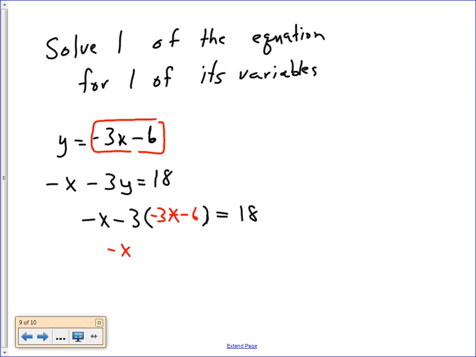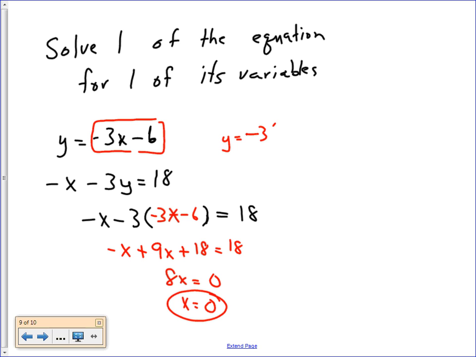So negative x, negative times negative is a positive, 9x plus 18 equals 18. So 9x equals 0. So x is 0. What y'all got? So find out what y is. Come back up here. Multiply negative 3 times 0, minus 6. I'm supposed to put in an x right there, but now, because of my work, I know what x is. I'm going to plug it in, get 0, and y is negative 6.